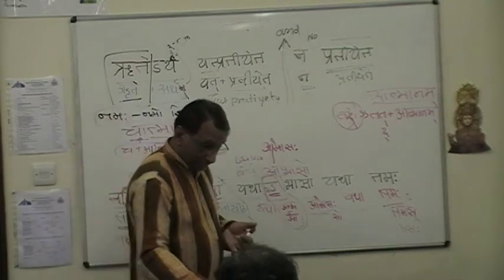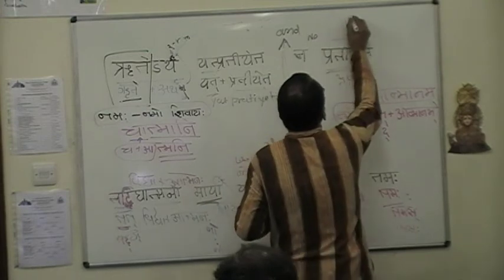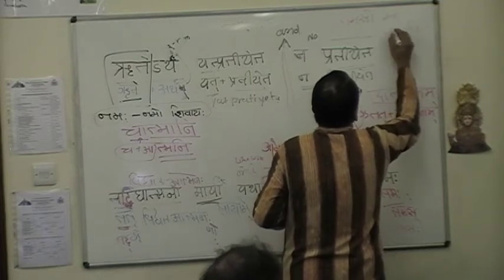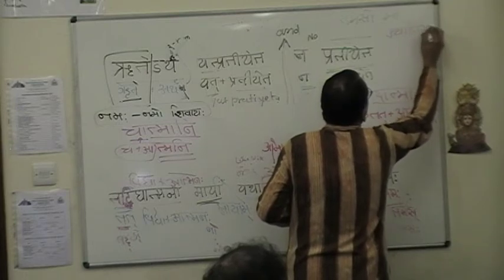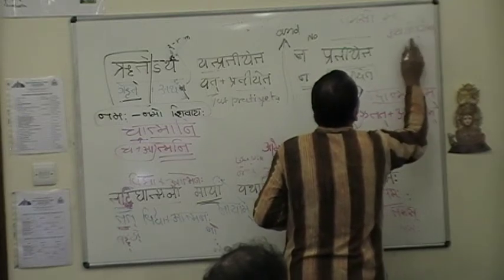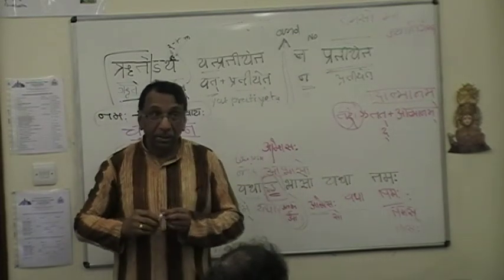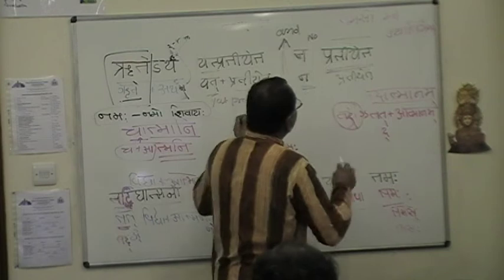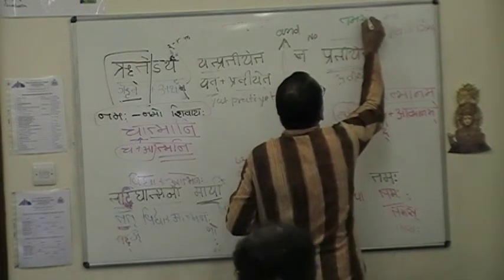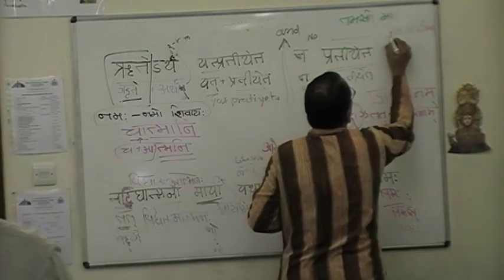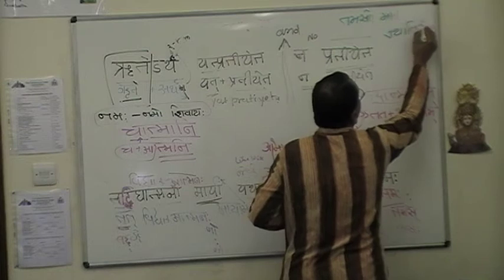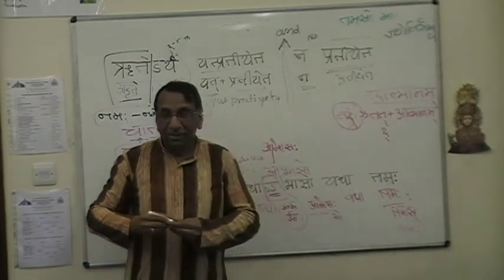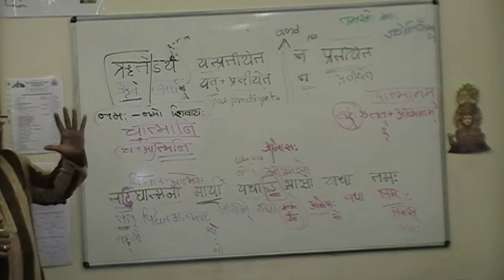Buddham saranam gacchami. Tamaso ma jyotir gamaya. Tamaso ma jyotir gamaya. From darkness, lead me to light. Jyoti, jyoti. Okay, tamaso ma jyotir gamaya.